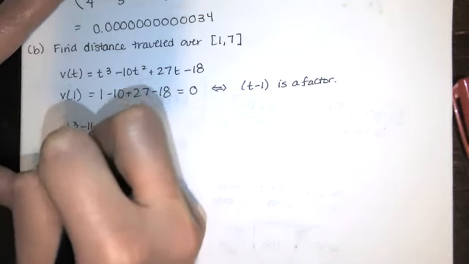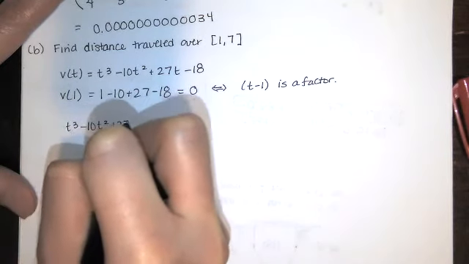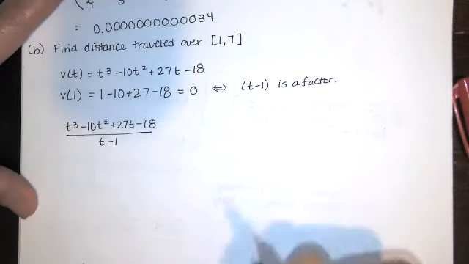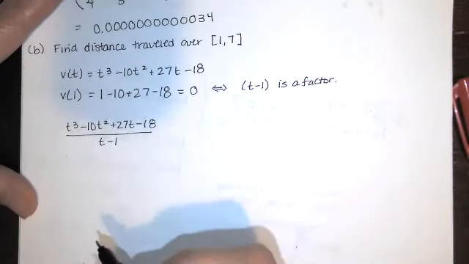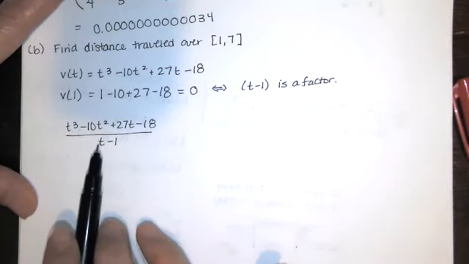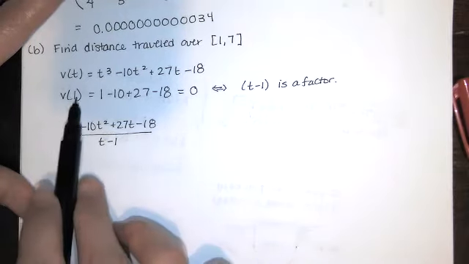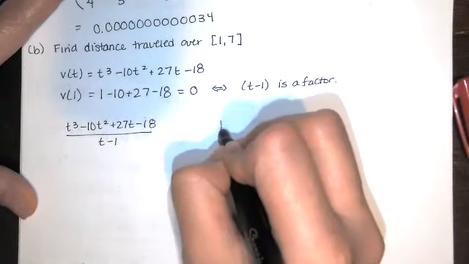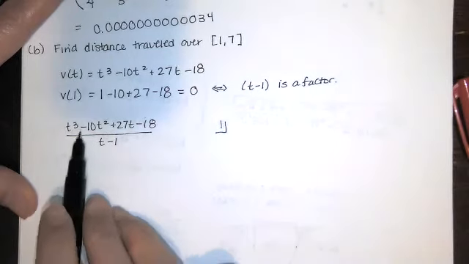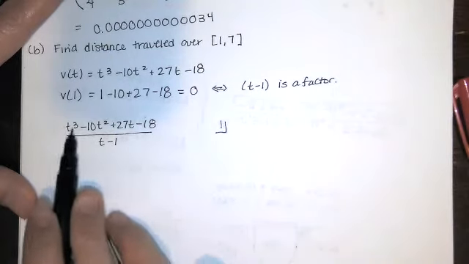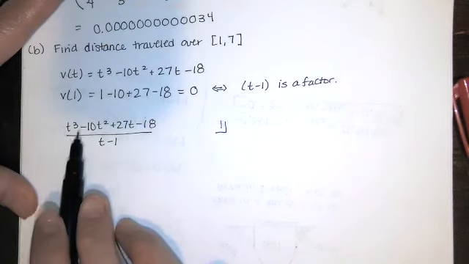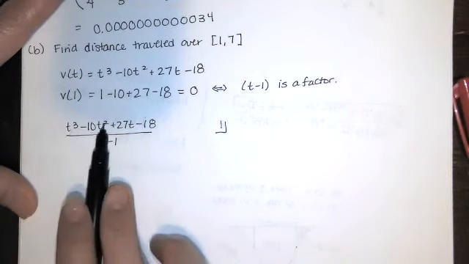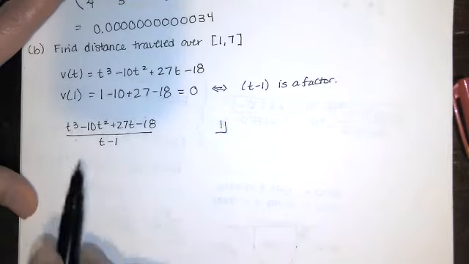So I will have my velocity function. I want to divide it by t minus 1, so I'm going to use synthetic division. When you're using synthetic division, you place the value of t that would make that denominator 0 in a little box. Then you list the coefficients of the t's, but the t's have to be written in descending order. So you have the highest power of t first, then the next lowest power, and the next lowest, and so on.